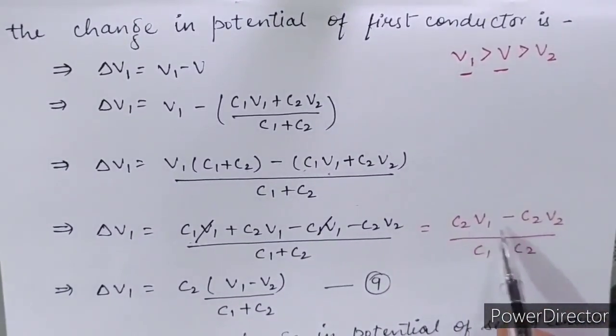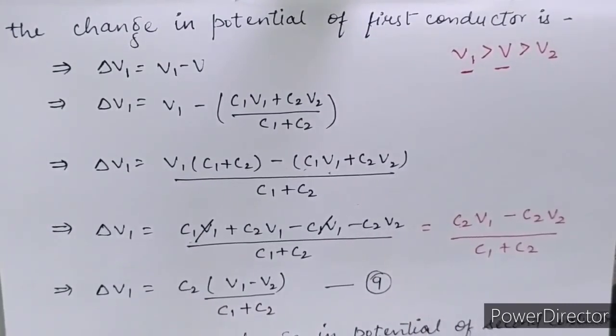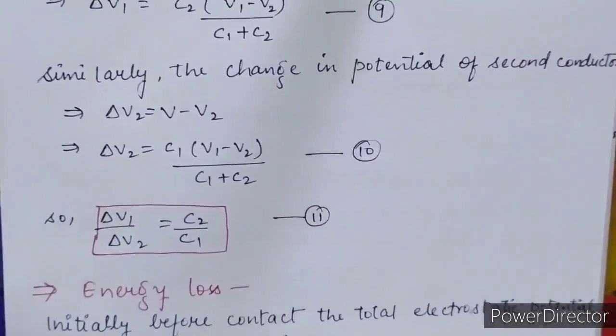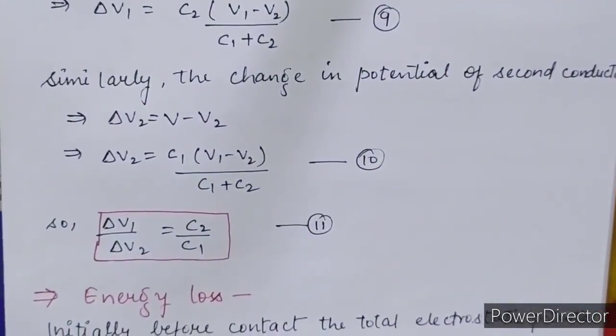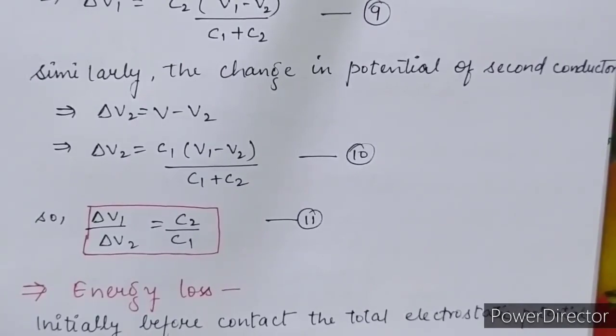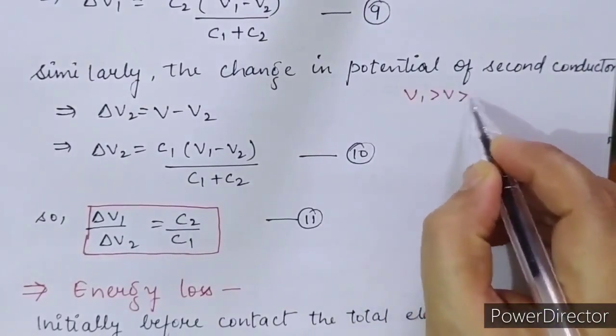Both terms have a common factor C2. Take C2 as common: C2 times V1 minus V2 upon C1 plus C2. This is the value of the change in potential for the first conductor. Equation number 9. Now this is the change in potential of the first conductor. Similarly, we can easily calculate the change in potential of the second conductor. The second conductor has potential V2, and right now we are discussing V1 greater than V, V greater than V2.